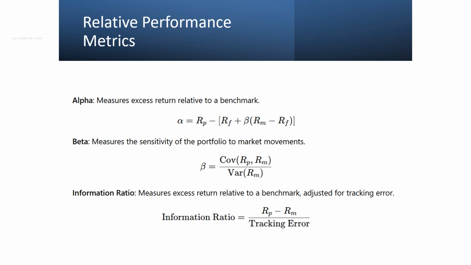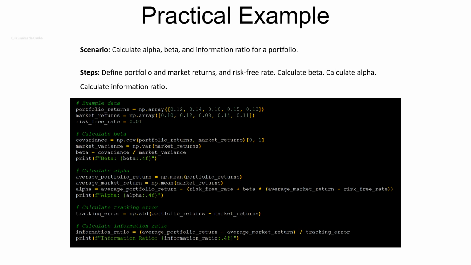Relative performance metrics include alpha, which measures excess return relative to a benchmark; beta, which measures the sensitivity of the portfolio to market movements; and the information ratio, which measures excess return relative to a benchmark adjusted for tracking error. Let's calculate alpha, beta, and the information ratio for a portfolio. We define the portfolio and market returns and the risk-free rate, then calculate beta, alpha, and the information ratio. This example demonstrates the process of measuring relative performance metrics.